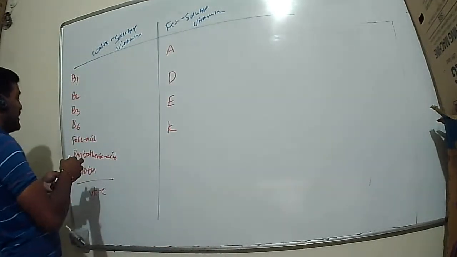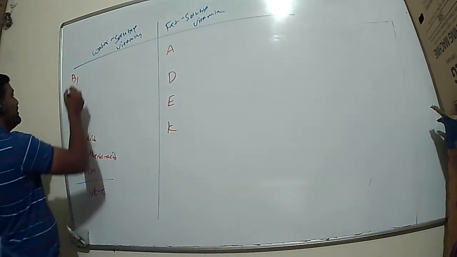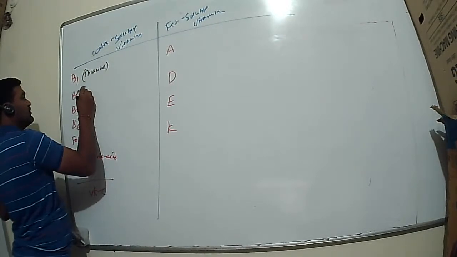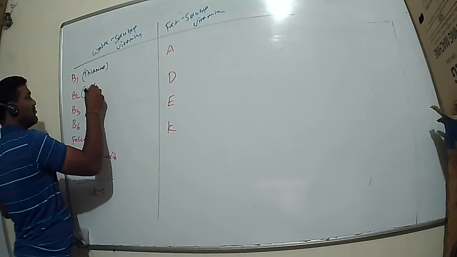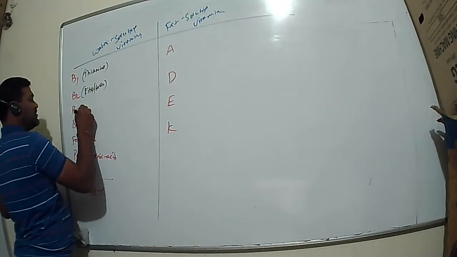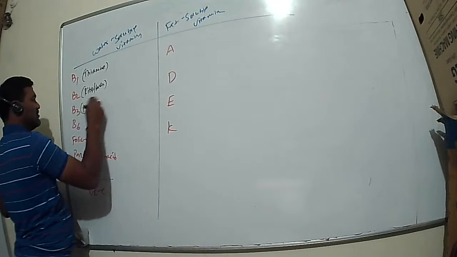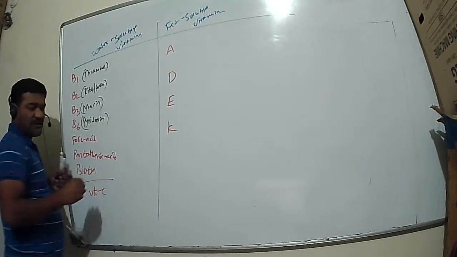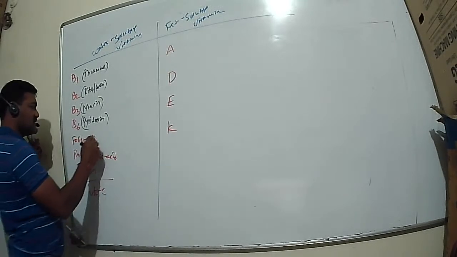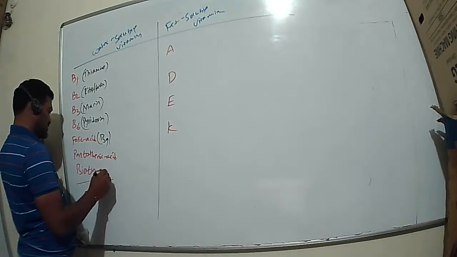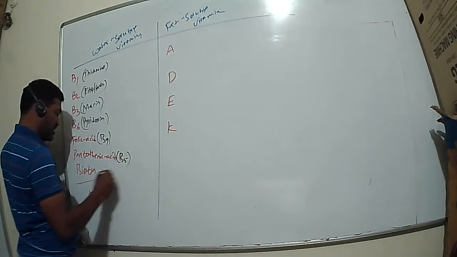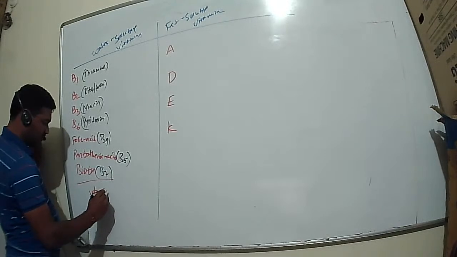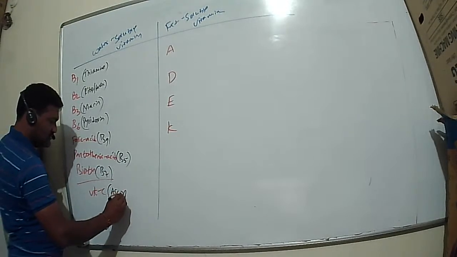Remember the chemical names of them. Chemical name of vitamin B1 is thiamine, B2 riboflavin, B3 niacin, B6 pyridoxine. Okay, pyridoxine. And folic acid is B9 actually. Pantothenic acid is vitamin B5. Biotin is vitamin B7 actually. And vitamin C is ascorbic acid.